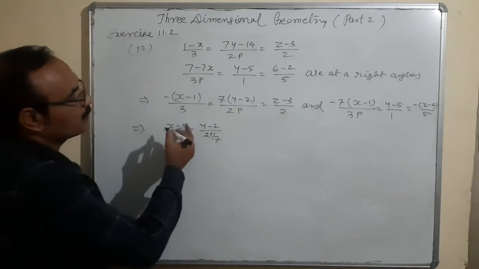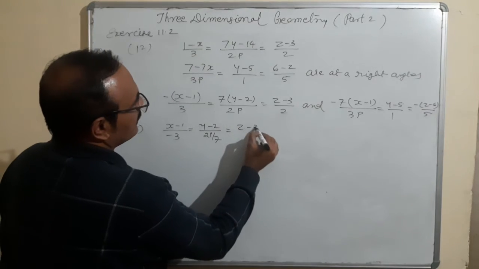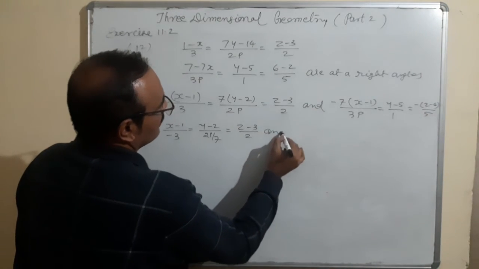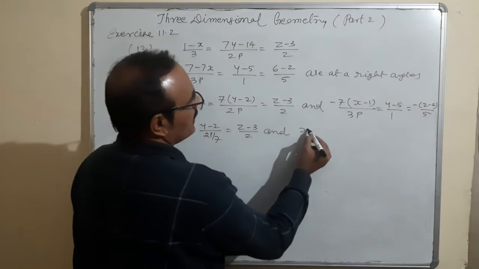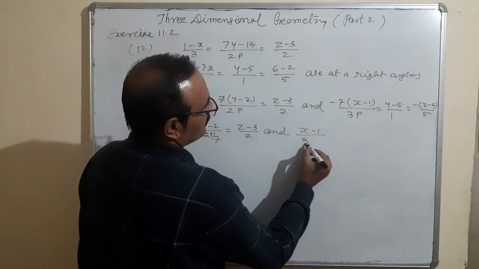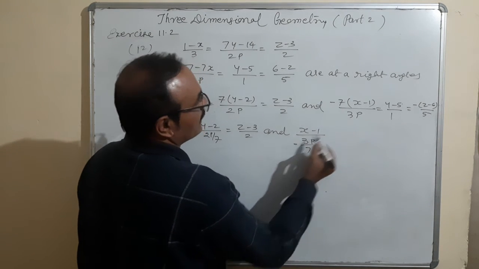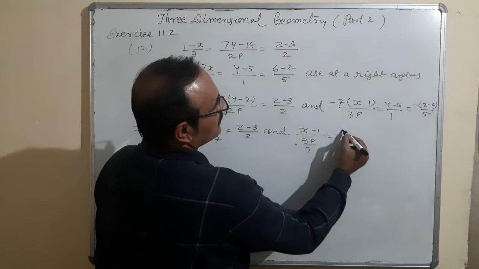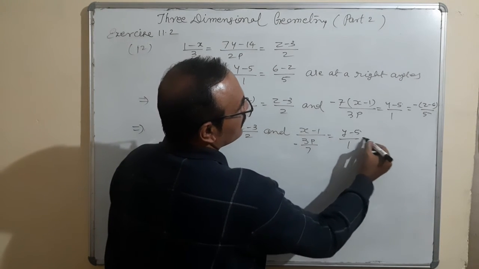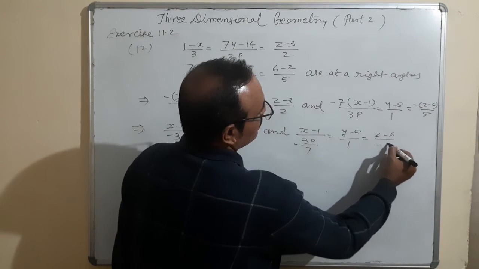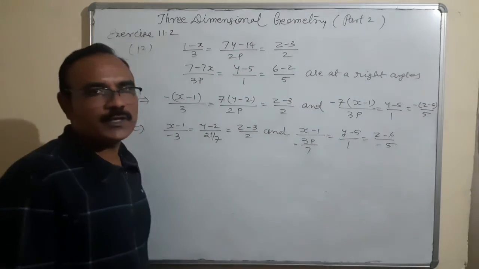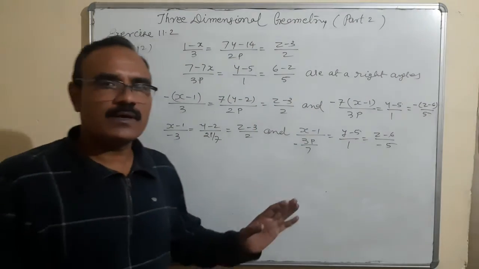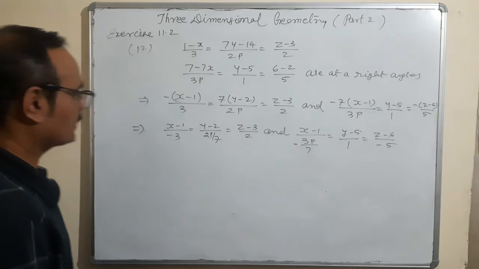When you multiply it going to the upside, z minus 3 upon 2, and here it is x minus 1 upon 3p upon 7 with minus, is equal to y minus 5 upon 1, is equal to z minus 6 upon minus 5. Now these two equations are in the standard form. After that we can put the perpendicular condition.